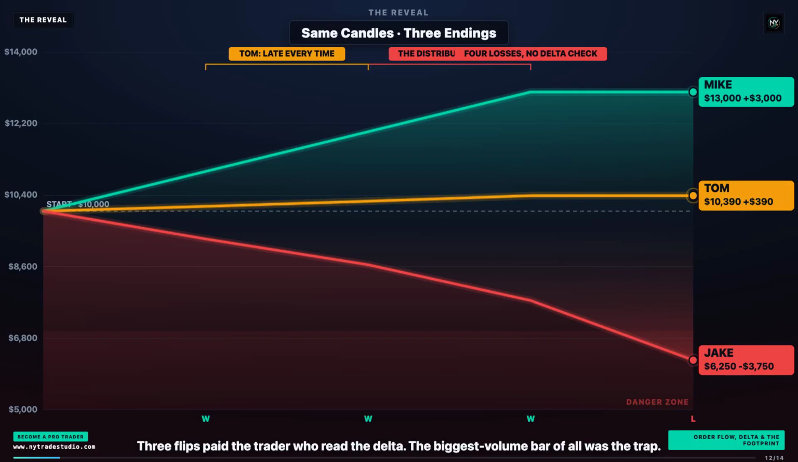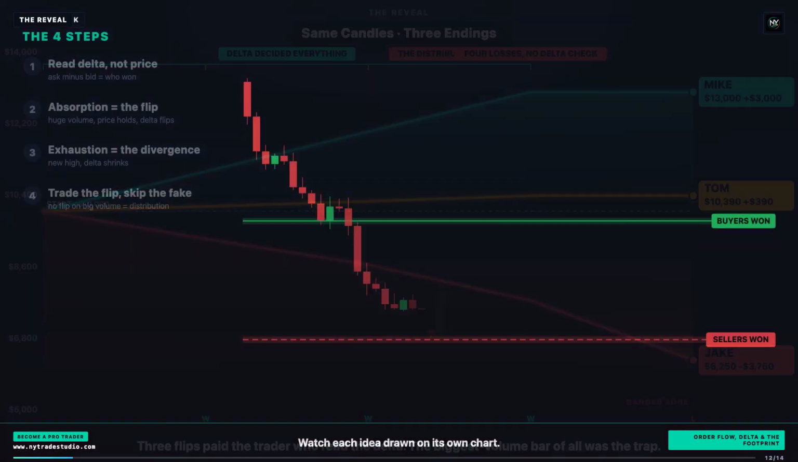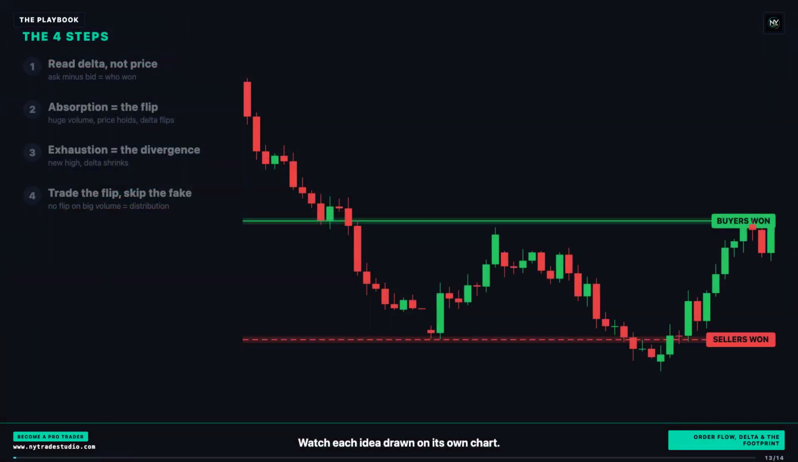He read every candle by price alone and never once asked who actually won it. The charts were not the problem, ignoring the delta was. Same candles, 3 endings. Price tells you where. Delta decides everything else. So here is your whole order flow playbook on one screen.